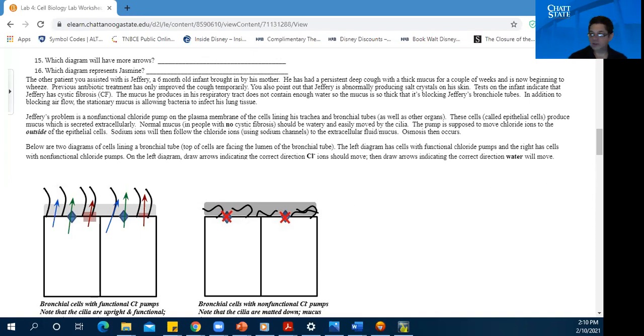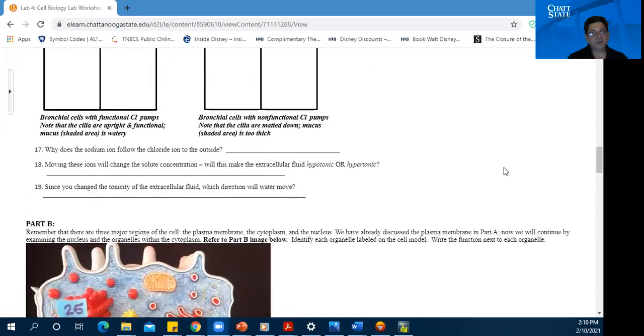So if we look at the pictures, I need to clear this out to scroll, at the questions themselves. So we've got, why does sodium ion follow the chloride? Opposite charges, that's what it's all about. It follows the opposite charge. Sodium, which is positive, follows the chloride, the negative.